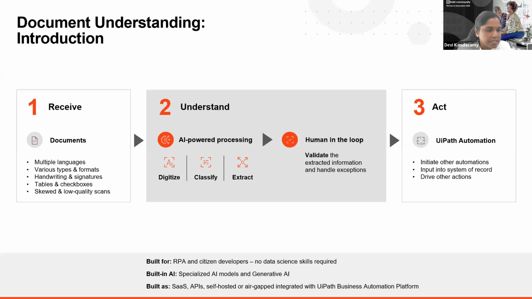UiPath has built-in specialized AI models, and it has the capability to connect with generative AI to achieve this end-to-end automation. It can provide you an output of documents in the form of data points, which could serve as an input to any system, or it could drive other actions. So that's about Document Understanding.